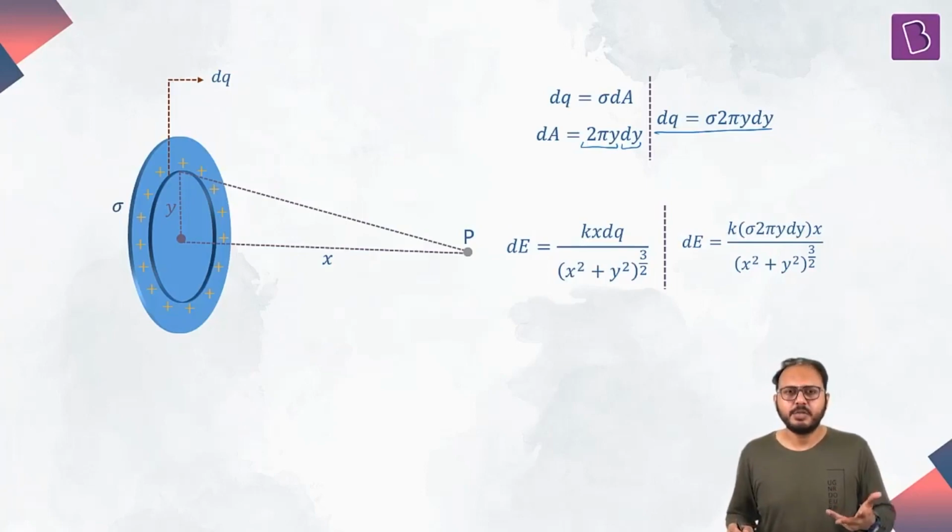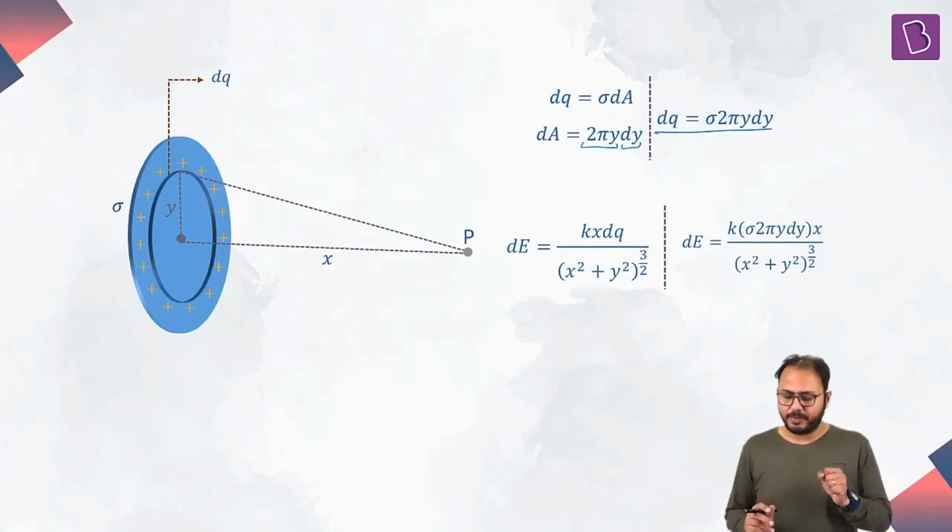All right. So dE, following the formula for the ring, who's your element now? dq. But what is dq? Not a point charge, it's a ring. So whose formula will you use? The ring's formula. So dE is k x dq upon (x squared plus y squared) to the power 3 by 2. All right, put the value of dq. Okay, k sigma 2 pi y dy x upon (x squared plus y squared) to the power 3 by 2.